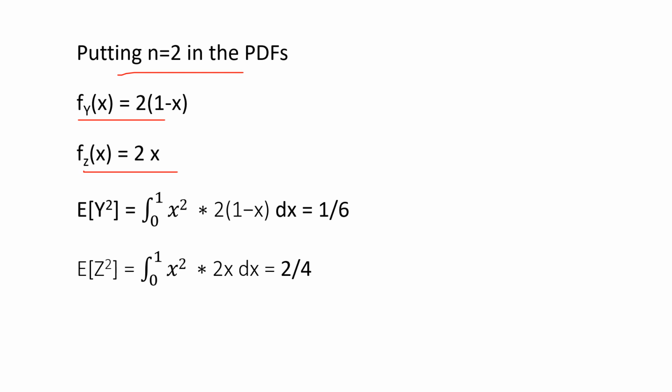Now we can calculate the expected value of y square, x square f of x dx, and then integrate it from 0 to 1. This gives us the expected value of y square equal to 1 by 6. And the expected value of z square, x square f of x dx integrated from 0 to 1, gives us 2 by 4.